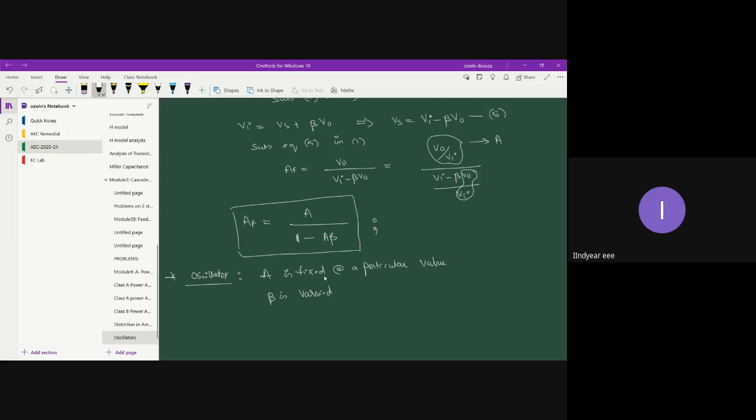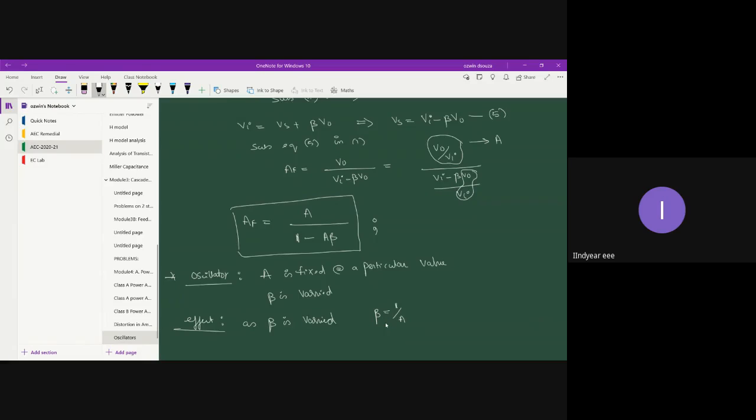I'll discuss it in detail. But at this point, what you have to understand is that in a practical oscillator circuit, amplifier gain A is fixed and only the factor beta is varied. As beta is varied, at a particular value of beta equal to, let's say, 1 by A. Because A is a finite number, right? A is a gain, 50, 70, 100, whatever it may be.